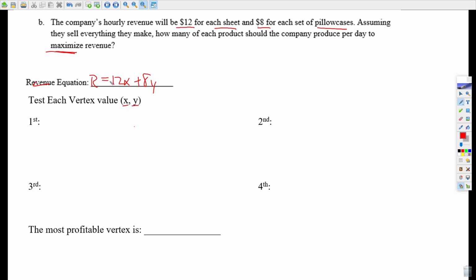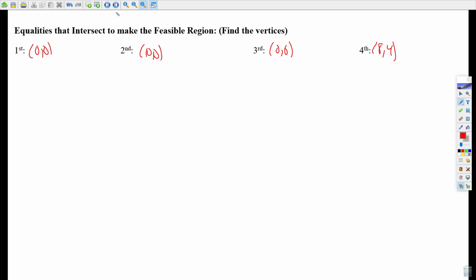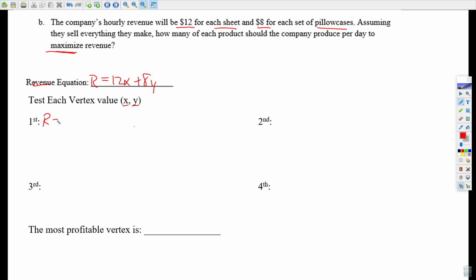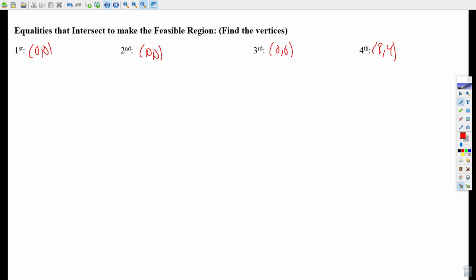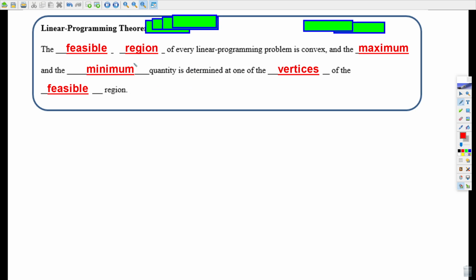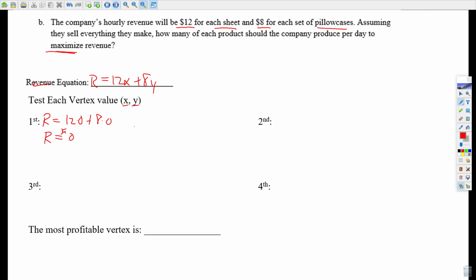So I'm going to test each vertex. We have 0, 0. That's not going to give us much money, right? We have 12 times 0 plus 8 times 0. Clearly, that's not going to make the most money. In this case, this would be $0. Not a lot of profit. But remember, this linear programming theorem says the vertices give you the minimum and the maximum. So that must be the minimum value.